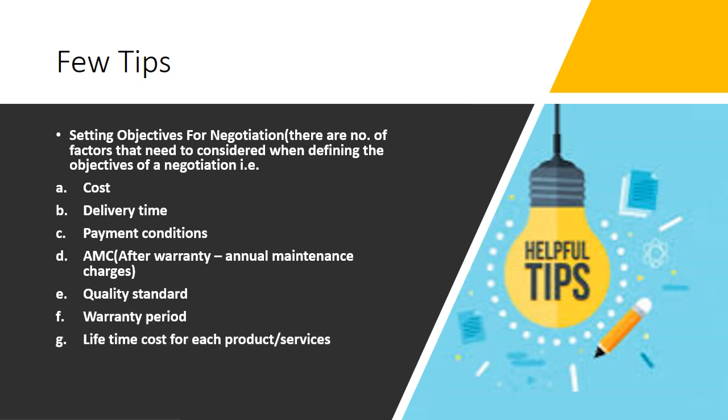First is cost, second is delivery time, third is payment terms and conditions, fourth is after-maintenance charges, or you can say annual maintenance charges after delivery or after completing the warranty period. Then quality standard, warranty, and lifetime cost for every product or service which we buy from the vendor. So for such tips I am going into detail and you will listen.